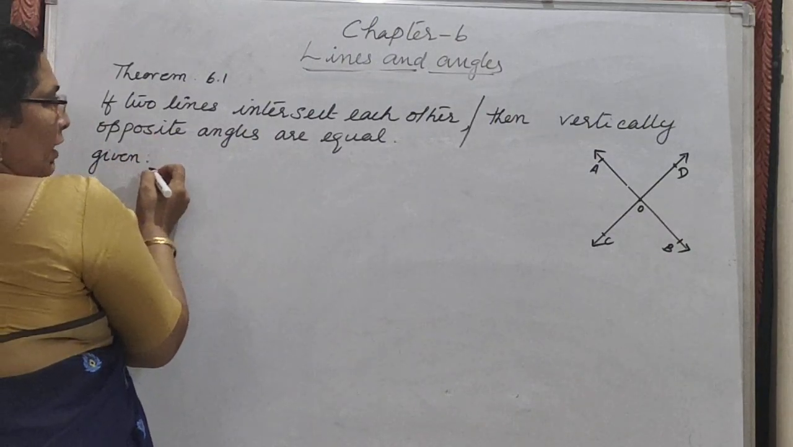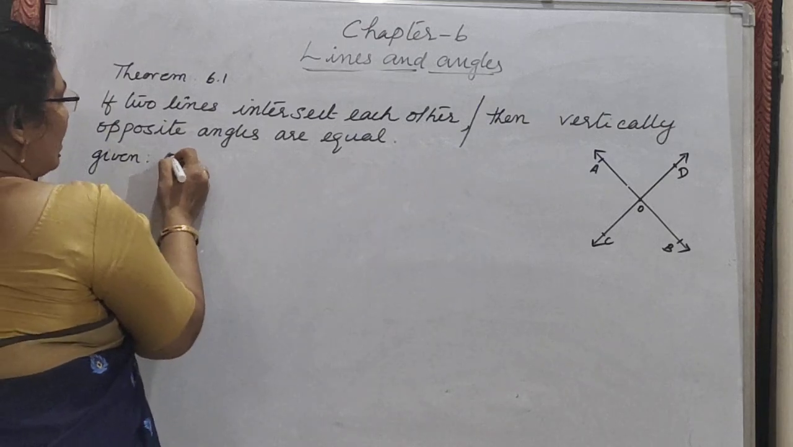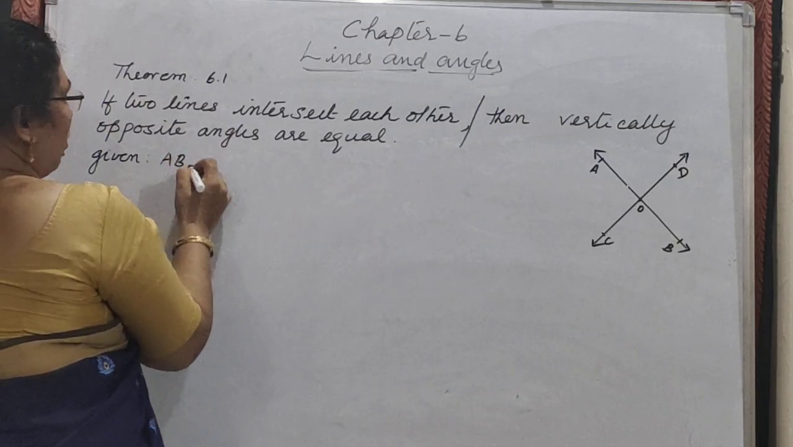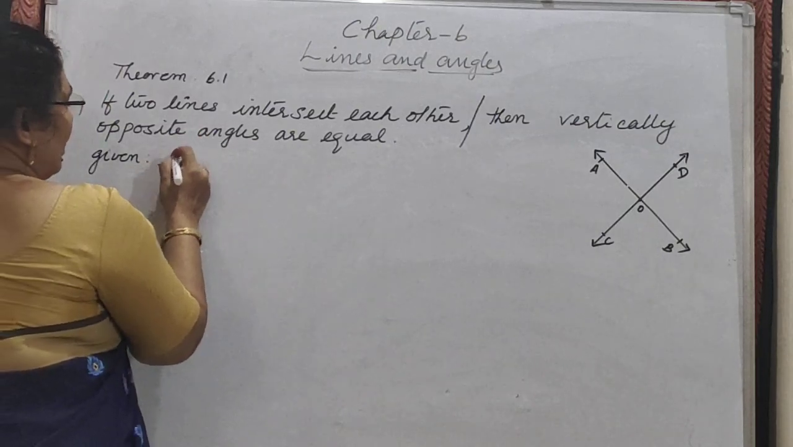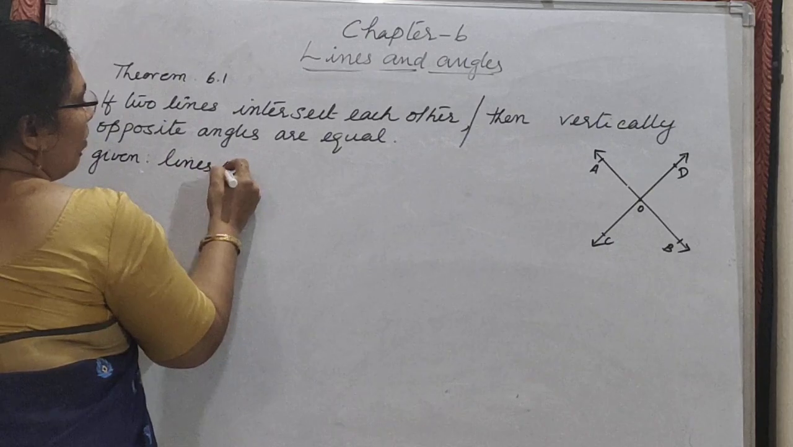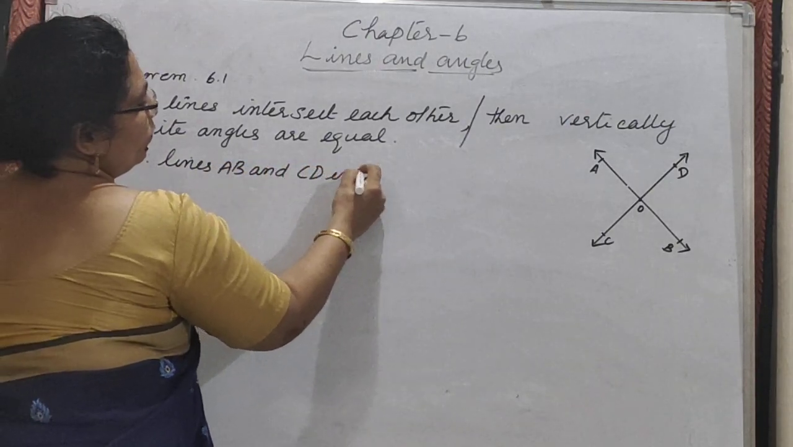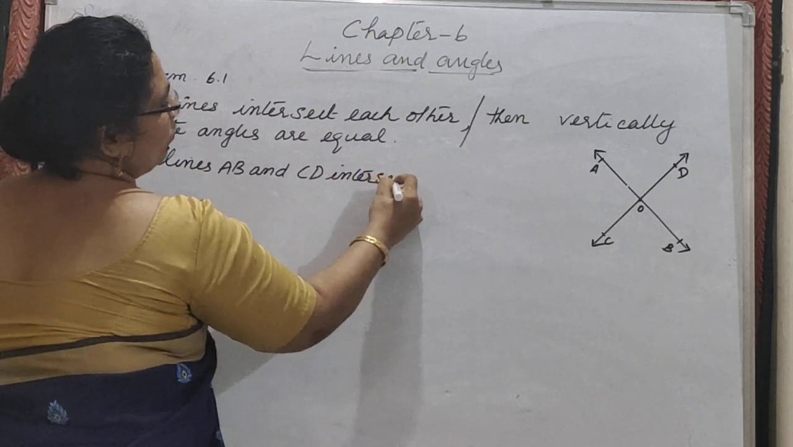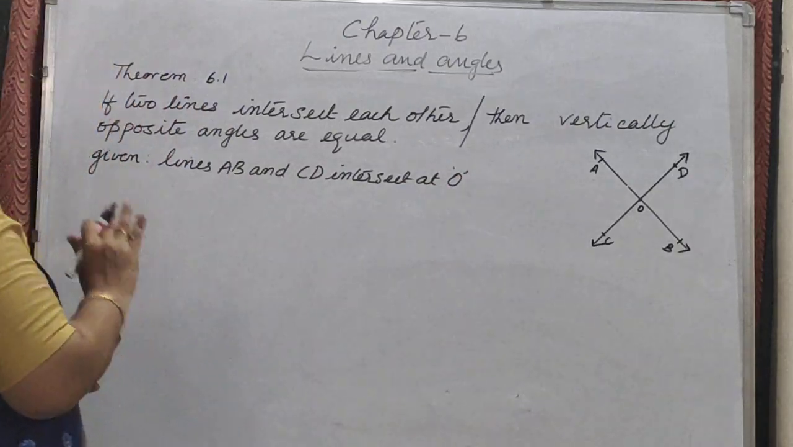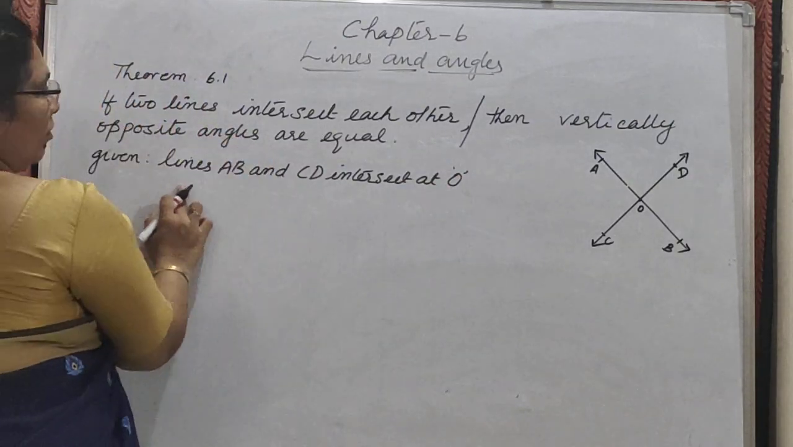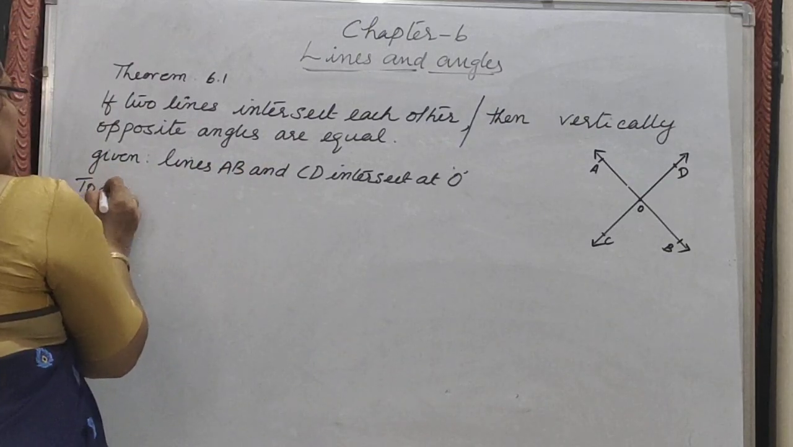So what should we write in given? Two lines means we have selected the diagram there. AB and CD are the two lines, or we can write lines AB and CD intersect at O. Okay, this is given to you. If two lines intersect each other means we selected AB and CD intersecting at O. What is the next step?